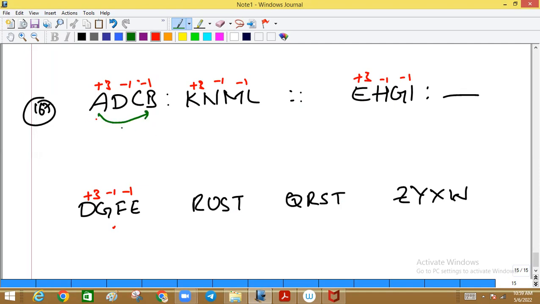A to B, how much? Plus 1. Again B to C, plus 1. C to D again, plus 1. K L plus 1, N M plus 1. The same way, E G plus 1, G H also plus 1. Similarly, D E plus 1, F G also plus 1. Like that also you can do it. It's up to you. You can follow any format. It's not like only this format you need to follow. There is not even a priority order.